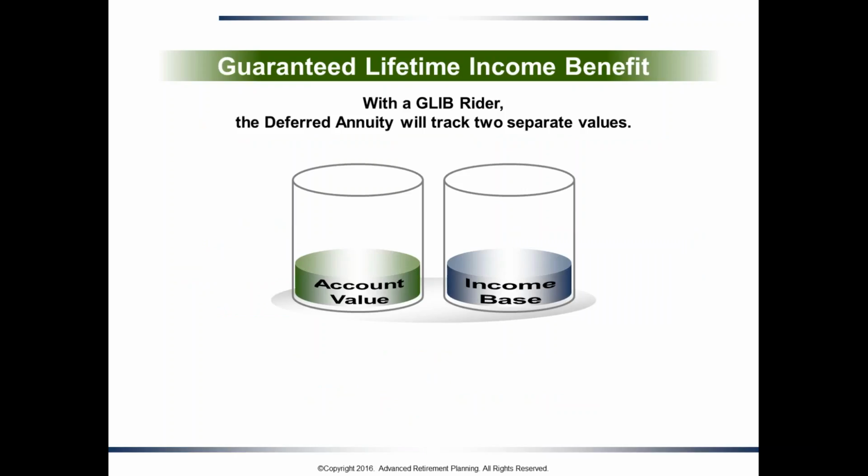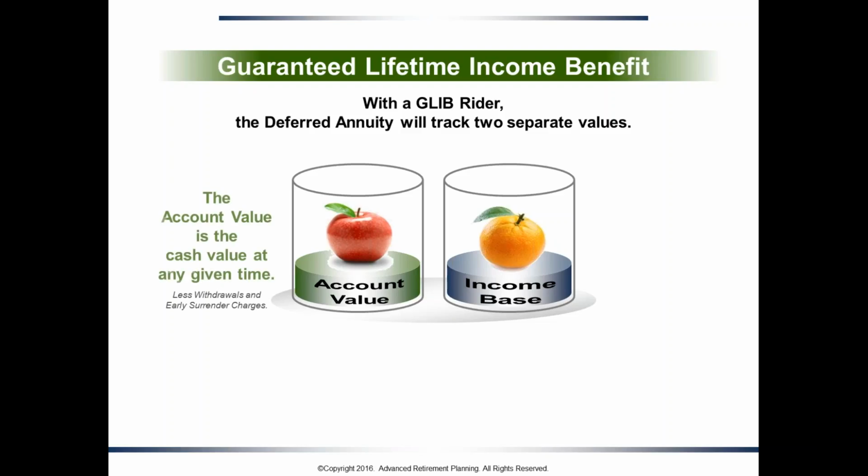Now, when we put a GLIB rider on, and with a lot of products, even though it's technically a rider, it's just automatically on there, but we'll call it a rider, we're going to track two separate values. These two values are called the account value and the income base. Remember that depending on the carrier, some carriers use a slightly different term for the income base, but it really means the same thing. The first thing we have to understand as professionals, as well as our clients, is that an account value and an income base are apples and oranges, completely different things.